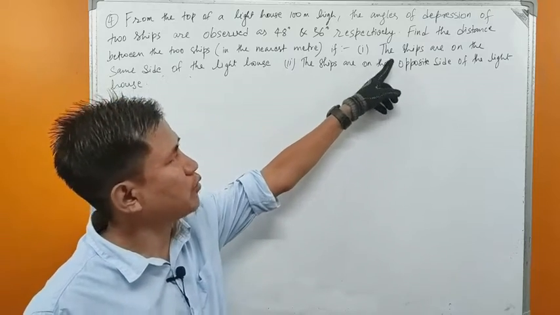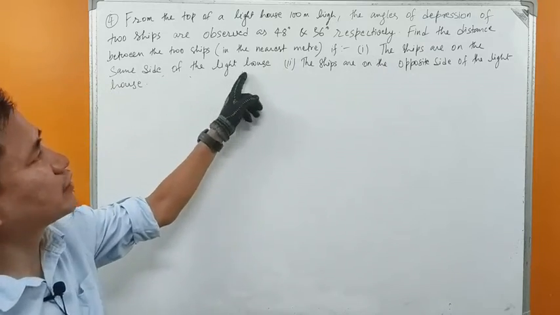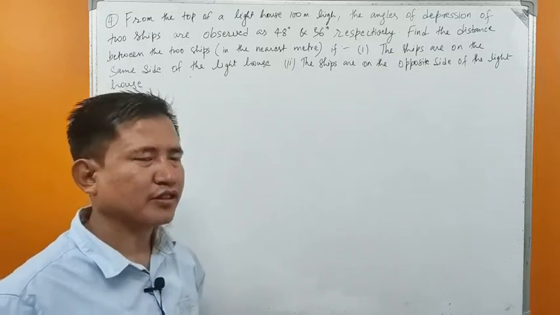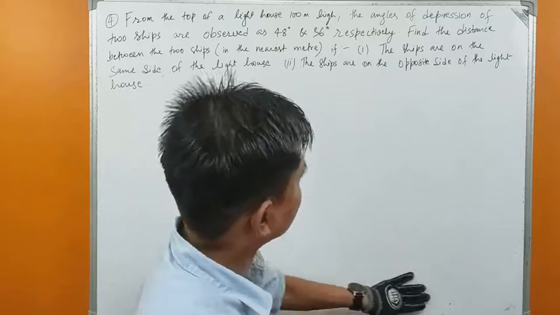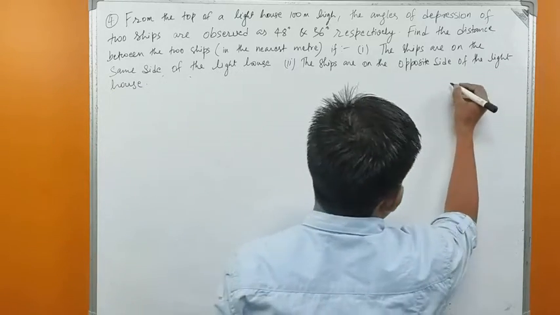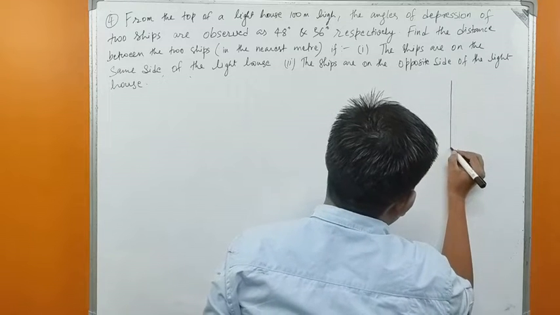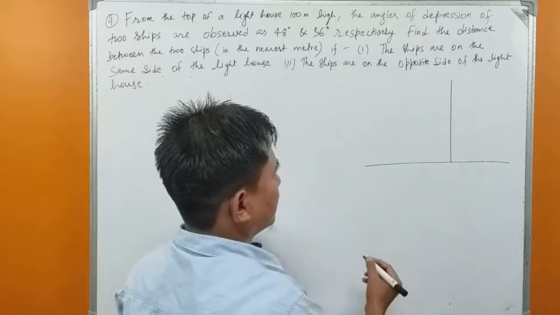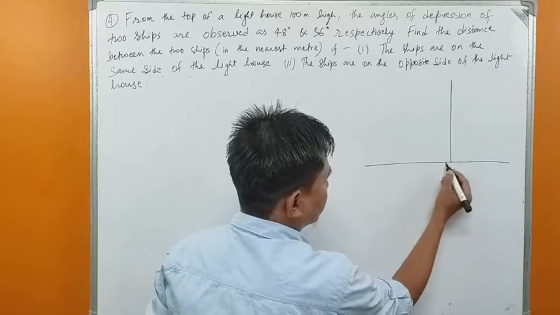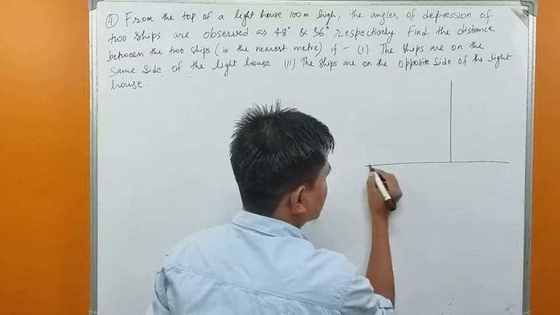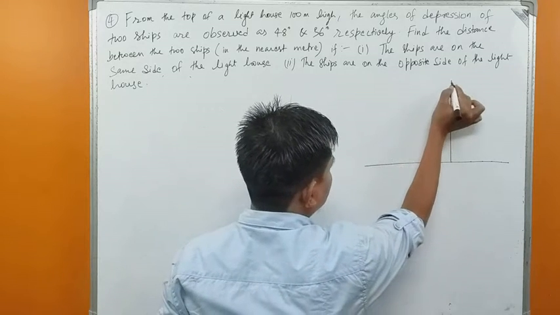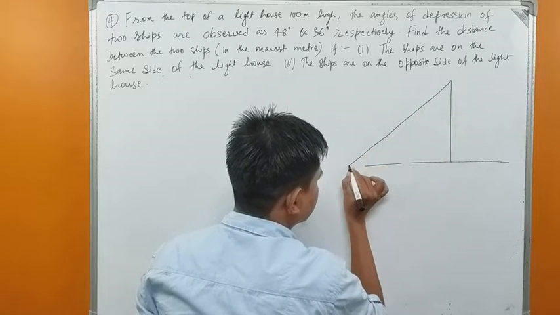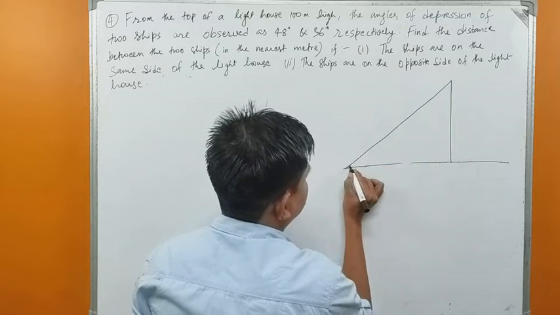Okay, case number 1 is the ships are on the same side of the lighthouse, and case number 2 is the ships are on the opposite sides of the lighthouse. Let us understand this question first by drawing a diagram. Case number 1, the ships are on the same side of the lighthouse. Suppose this is a lighthouse and this is a horizontal line. Horizontal line means you can say this is a water body. Okay, the two ships are coming towards the lighthouse. So when the angle of depression for the first ship, suppose this is the first ship.